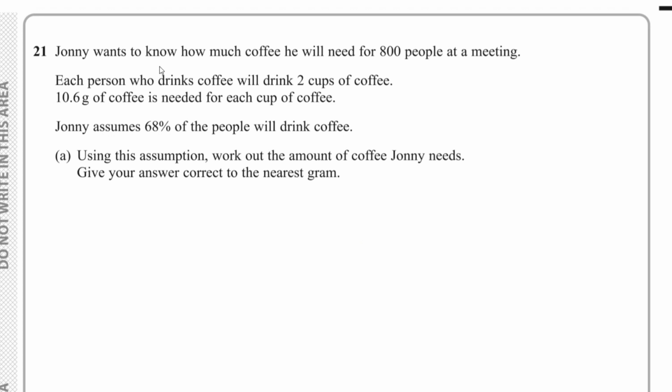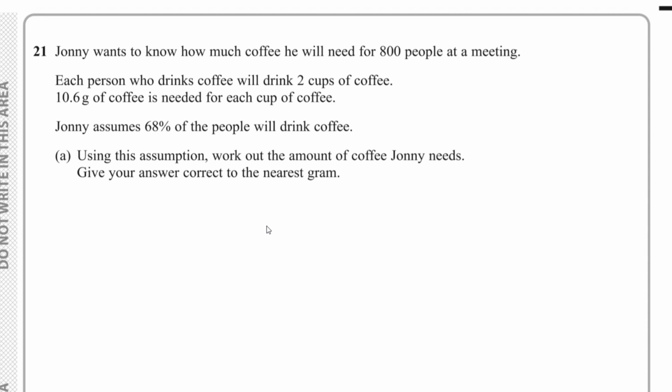Question 21. Johnny wants to know how much coffee he will need for 800 people at a meeting. Each person who drinks coffee will drink 2 cups of coffee. 10.6 grams of coffee is needed for each cup of coffee. Johnny assumes 68% of the people will drink coffee. Part A. Using this assumption, we have to work out the amount of coffee Johnny needs. Give your answer correct to the nearest gram.